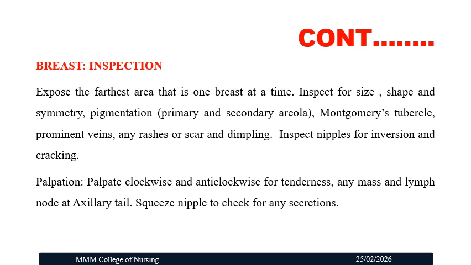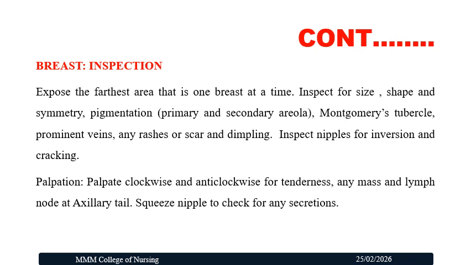Then you have to do the inspection. Under the breast, you have to inspect for size, shape, symmetry. Pigmentation: primary areola, secondary areola. Montgomery tubercles, which is nothing but a white dot present around the areola. Prominent veins, any rashes or scar and dimpling. Inspect the nipple for any inversion and cracking.